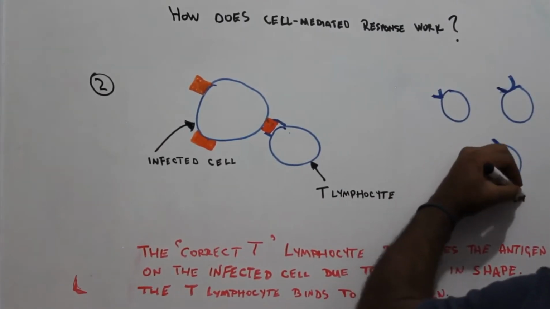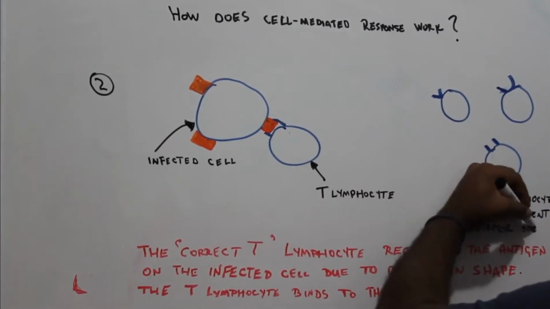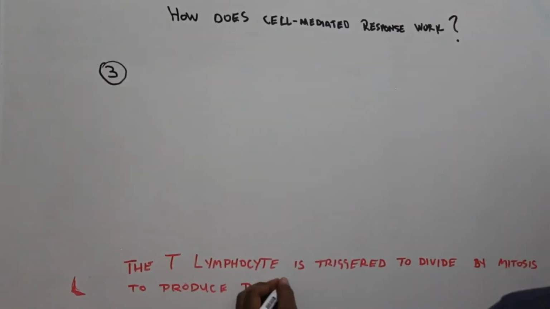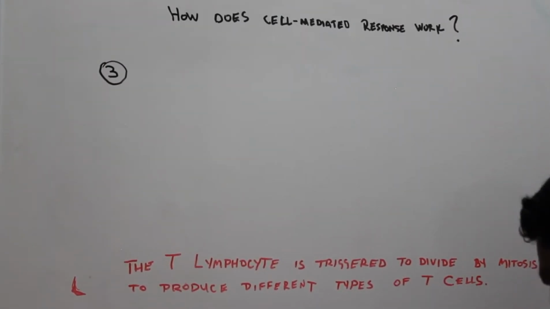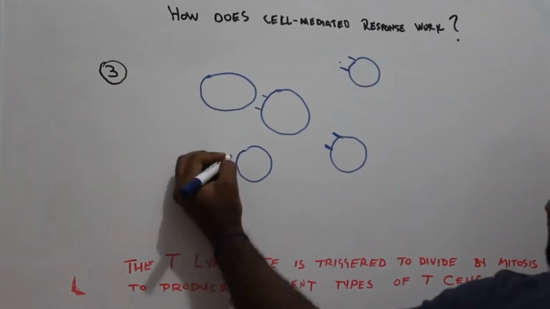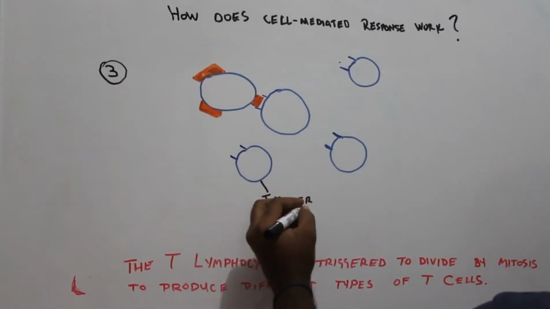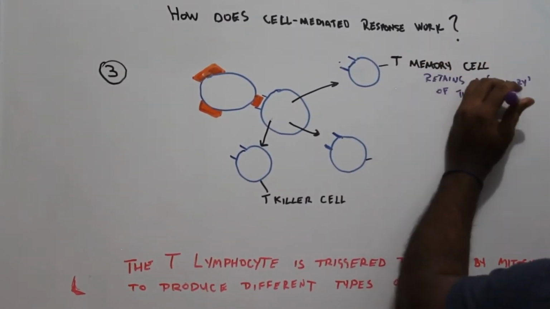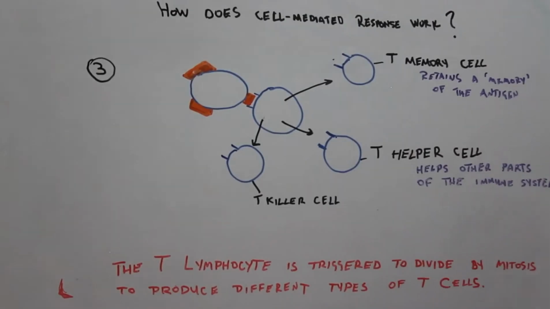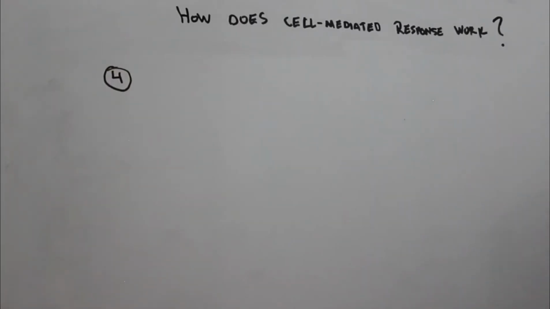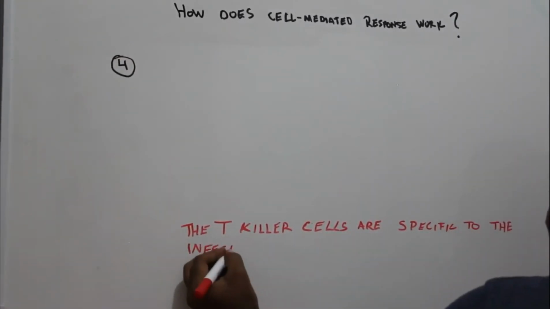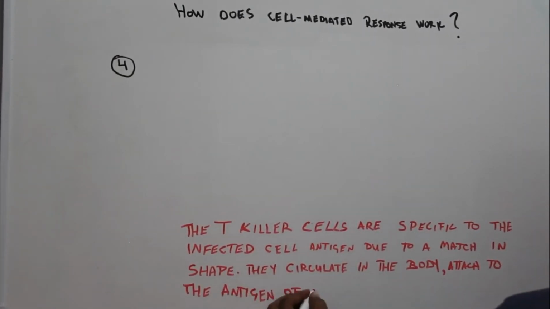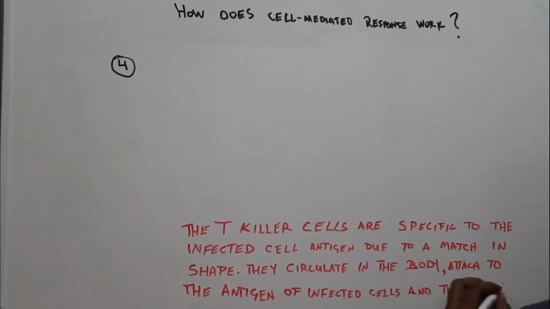T helper cells help other parts of the immune system to kill the infected cells. Memory cells retain a memory of the specific antigen, which provides immunity. Both B and T lymphocytes do not work in isolation. They work together in the removal of pathogens. Cell-mediated immunity has T cells, which recognize infected cells within the body and eliminate them before the intruder can replicate and infect other cells. T cells cannot recognize these pathogens without help.